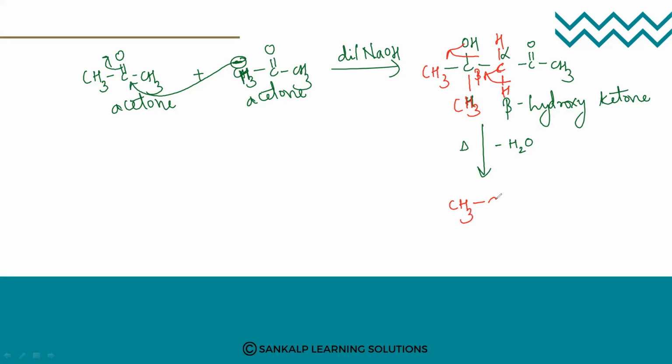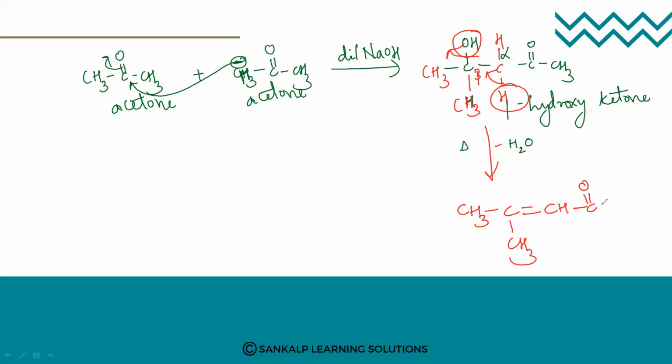This will be CH3, C, H, double bond, CH, C double bond O. Here your CH3 is there, no? Now when the water molecule is lost, hydrogen will go from here and OH will go from here. Now you write the remaining: CH3, C, then CH3, then double bond CH, then C double bond O, CH3.